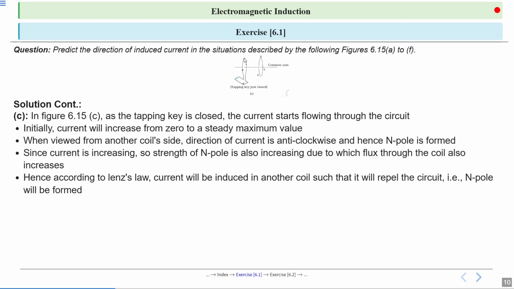Okay, how will it repel this circuit? When north pole is generated in the XYZ coil. So how will north pole be generated? When direction of current is anti-clockwise, that is from ZXYZ, like this, or we can say YZXY. Okay, anti-clockwise direction. So direction of induced current will be anti-clockwise in this coil.